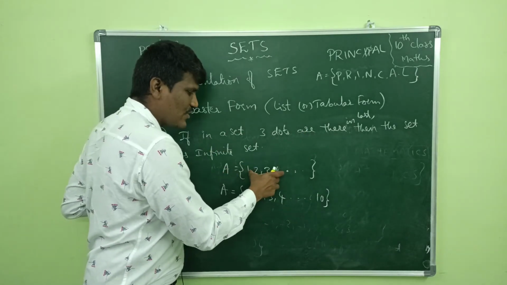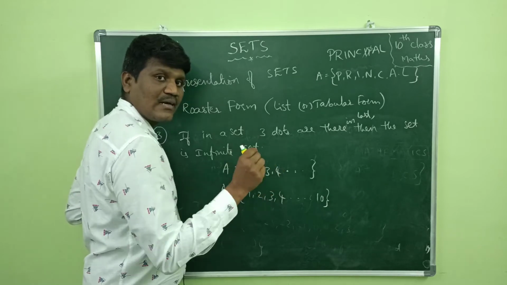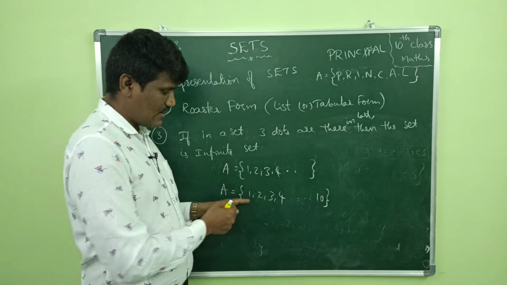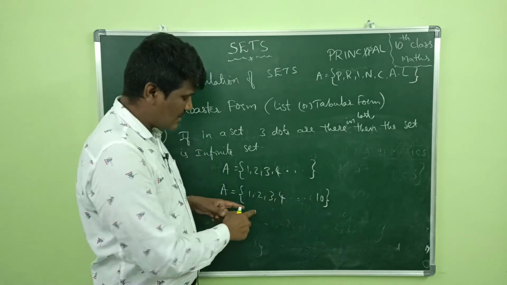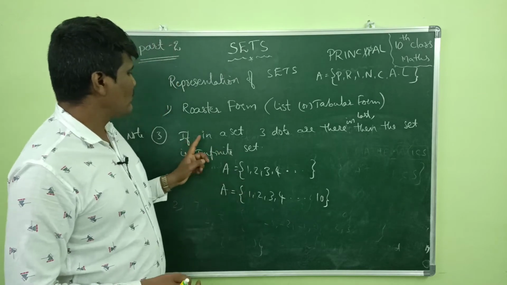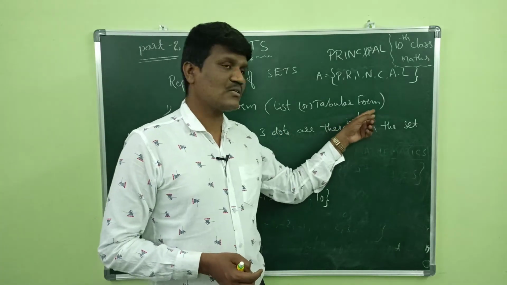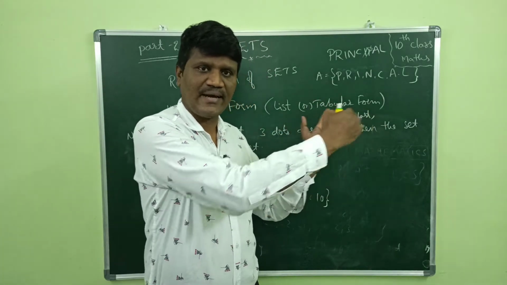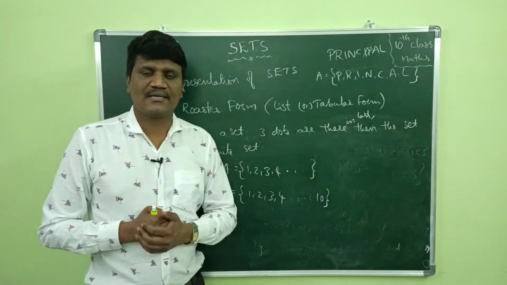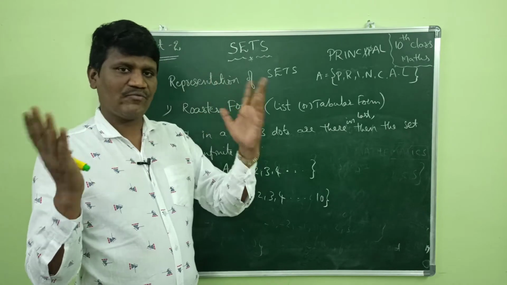So the elements in the first set are definitely infinite. But coming to the second set, the elements are finite because there are only 10 elements. So I can write: if in a set 3 dots are there at the end, then the set is an infinite set, or the elements in the set are infinite.